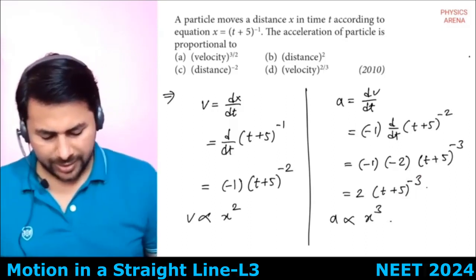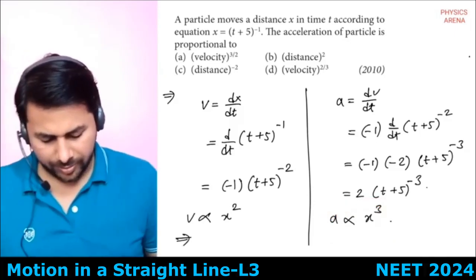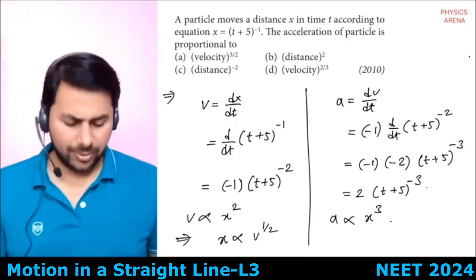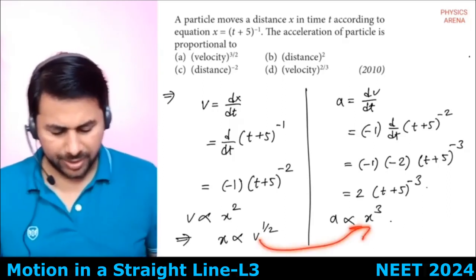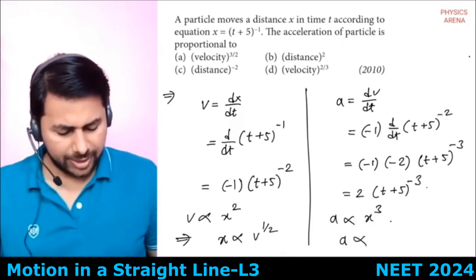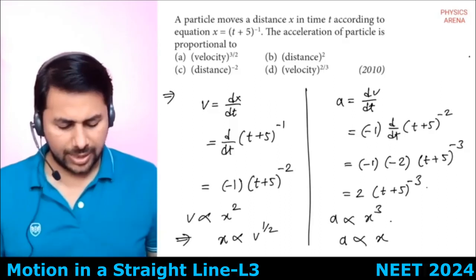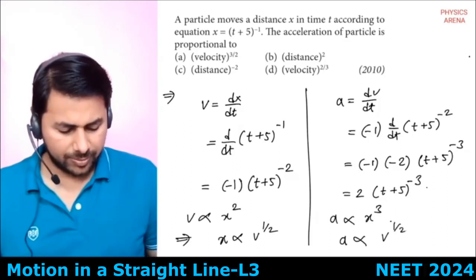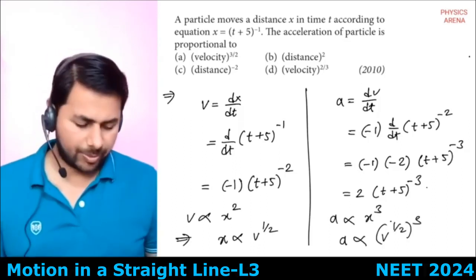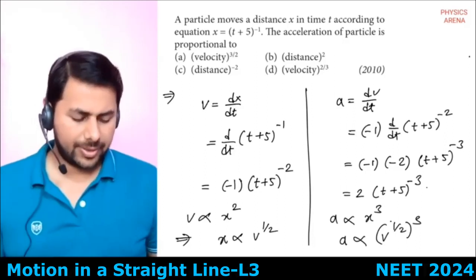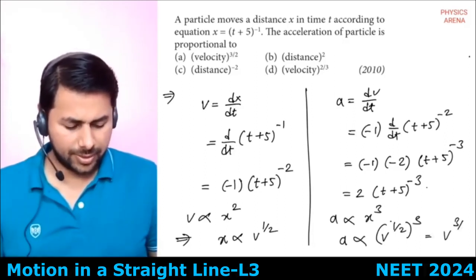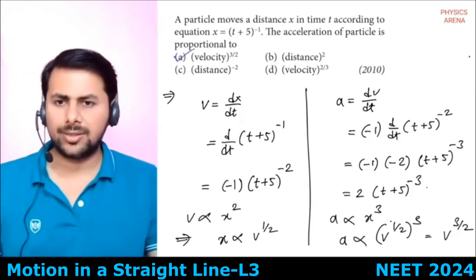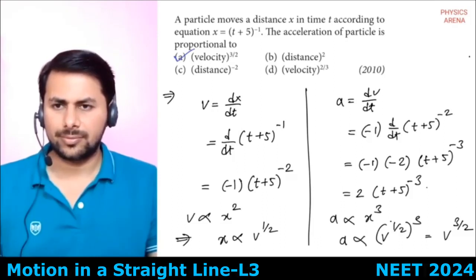Or if you want to relate acceleration with velocity, so from here what you can do is x is proportional to v raised to half. So what do I get? A is proportional to x raised to 3. That means instead of x, if I substitute v raised to half, so acceleration will be proportional to v raised to 3 halves, that is equal to v raised to 3 by 2. So this is your answer. It is option A. Is it clear? Yes, sir.